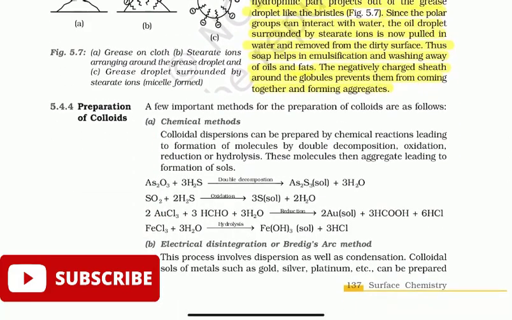A few important methods for the preparation of colloids are as follows. Chemical methods. Colloidal dispersions can be prepared by chemical reactions leading to formation of molecules by double decomposition, oxidation, reduction, or hydrolysis. These molecules then aggregate, leading to formation of colloidal particles.